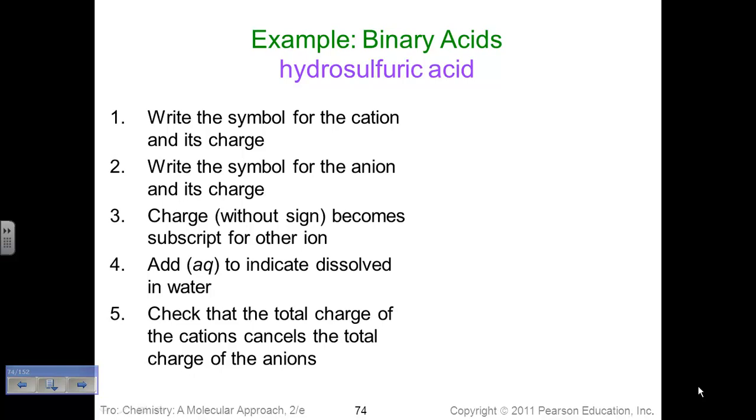Hydrosulfuric acid. Well, step 1, we know the symbol for the cation and its charge. Always, the symbol will be H+ for acids. Write the symbol for the anion and its charge. Well, the anion, notice that it's hydro. Hydro says that it's not a polyatomic ion. It's binary.